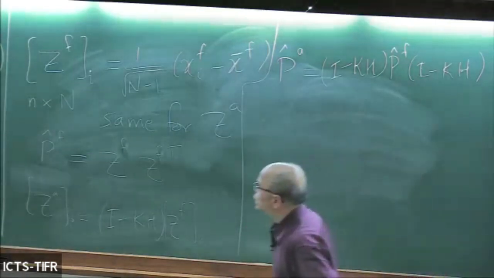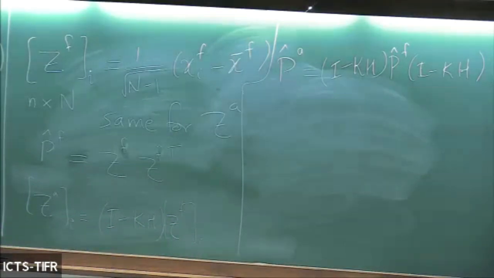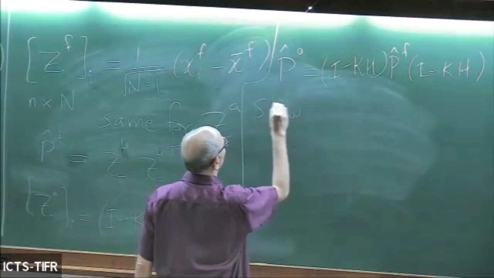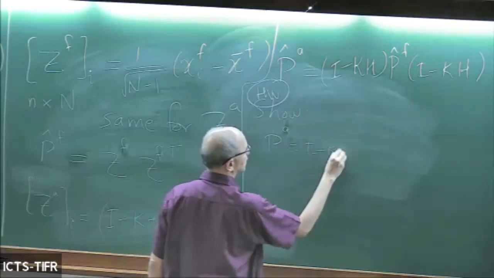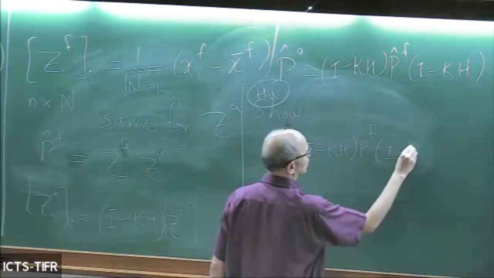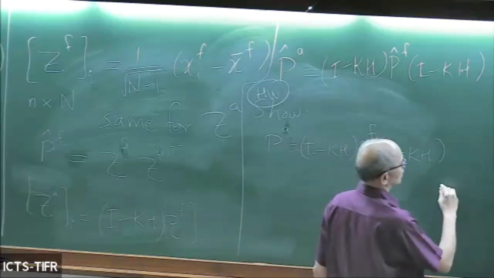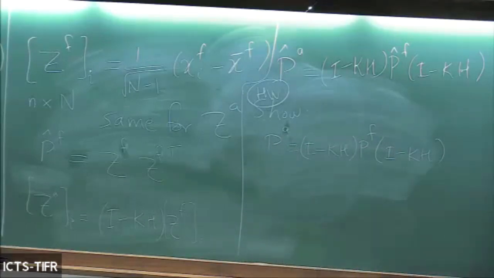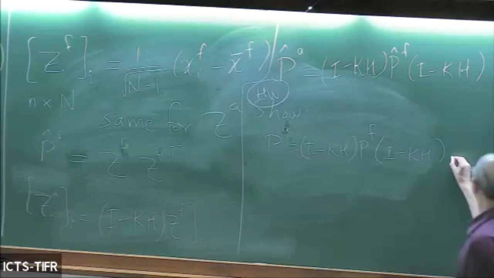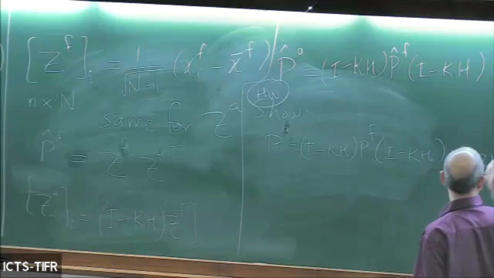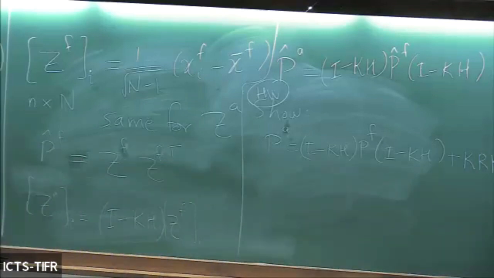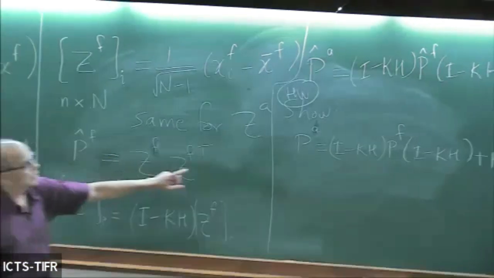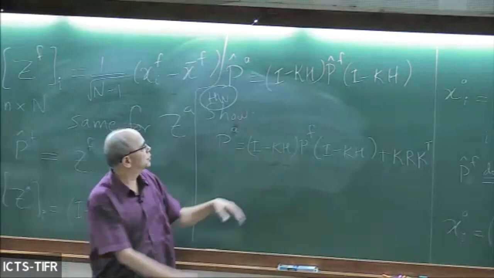Here is a bit which I will not prove, so show as homework. Show that PA is equal to I minus KH, PF, I minus KH transpose, plus K R K transpose. It should be plus. So that expression over here can actually also be written as this. This is just a mathematical identity.